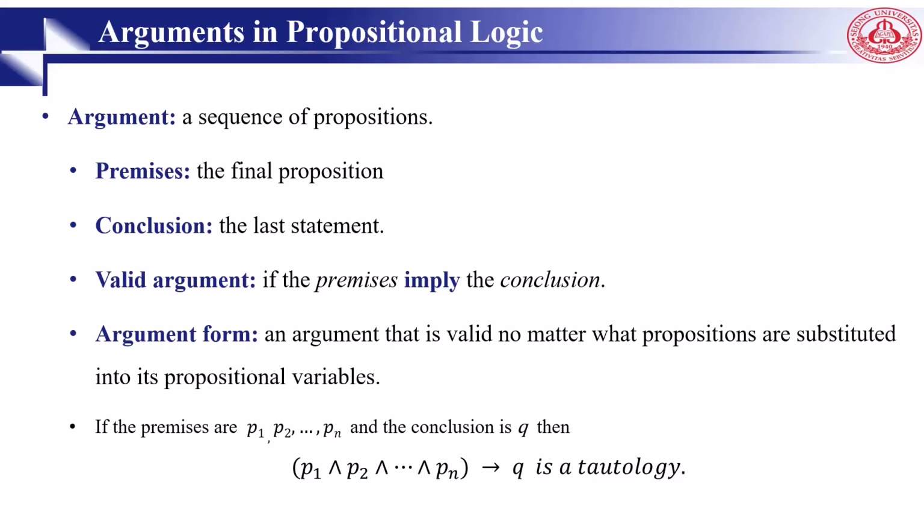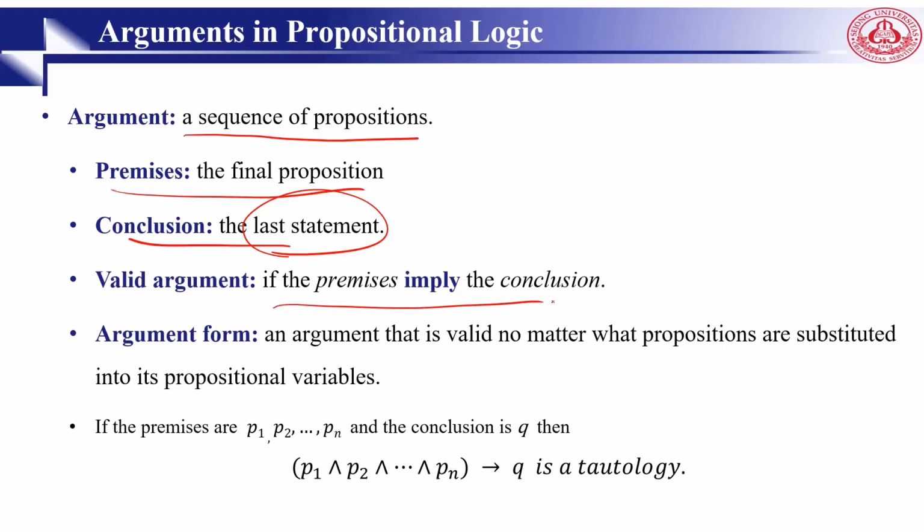An argument is a sequence of propositions. The final propositions are called premises, and the last statement is called the conclusion. The argument is valid if the premises imply the conclusion. Finally, from premises we come to the conclusions. An argument form is an argument that is valid regardless of what propositions are substituted into the propositional variables.